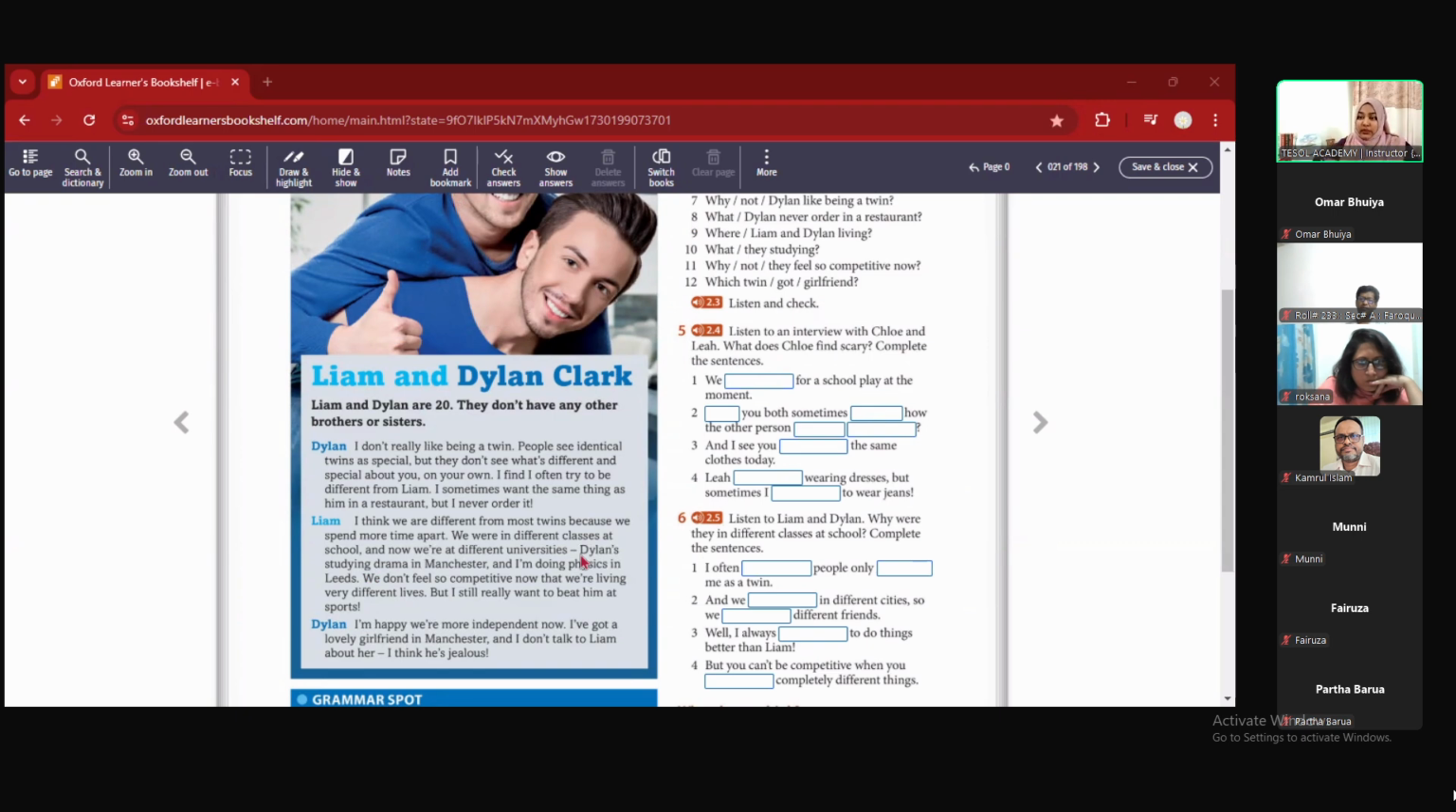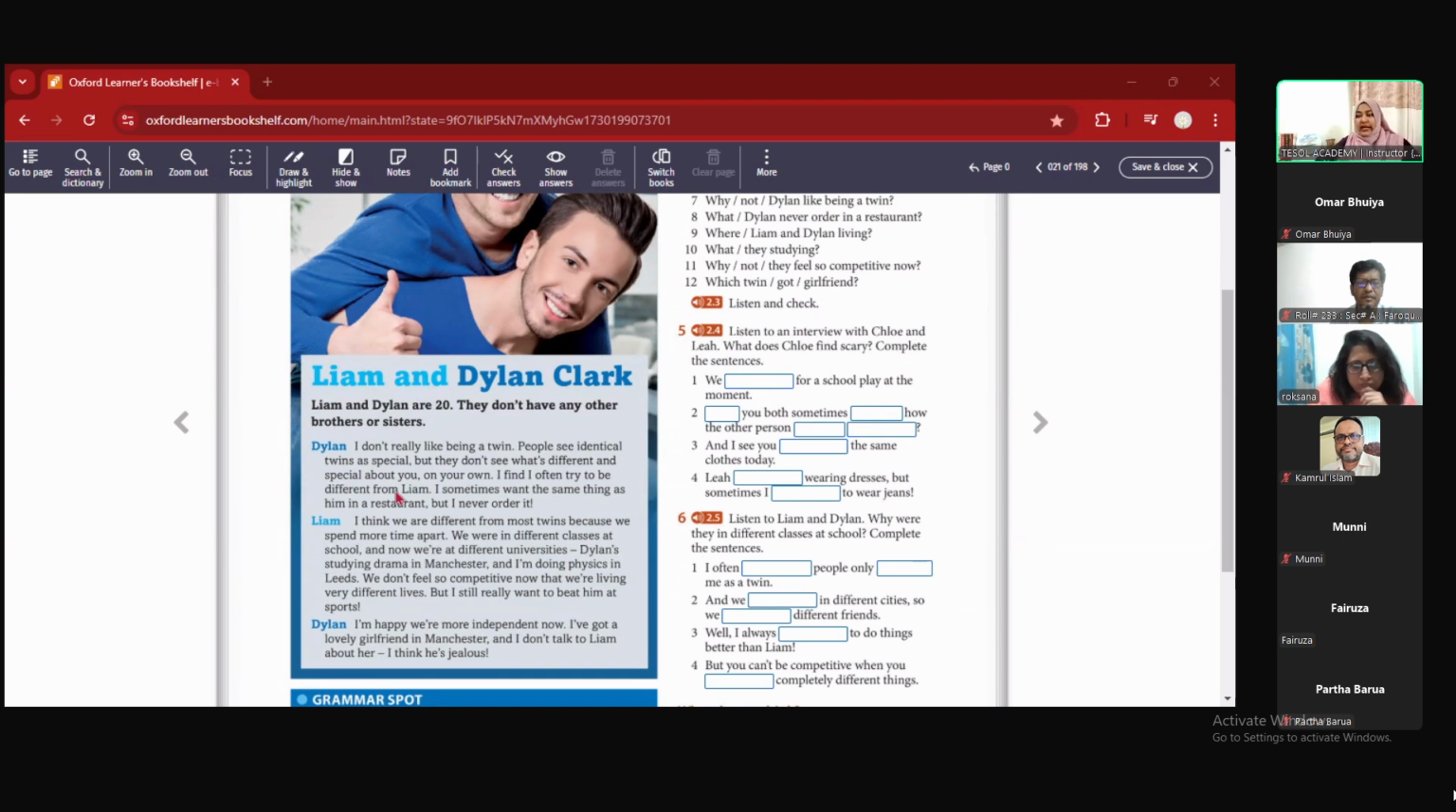because everyone always sees them together as a twin and not two separate people, they think that their identities as themselves don't show. Could I explain that? Could all of you understand? Okay, I'll say it one more time. They said that people see identical twins as special, but don't see what's different and special about you. So everyone, we all do that.